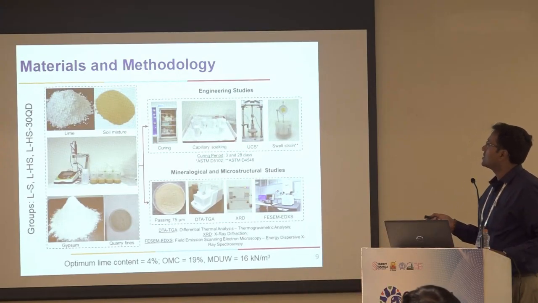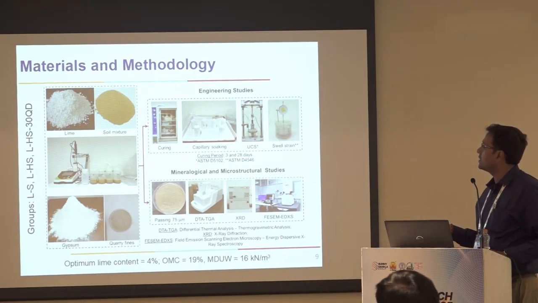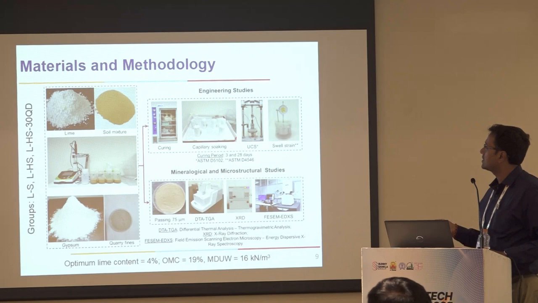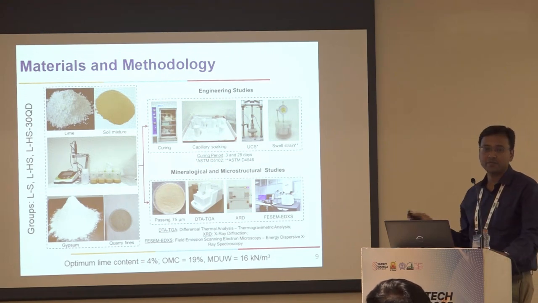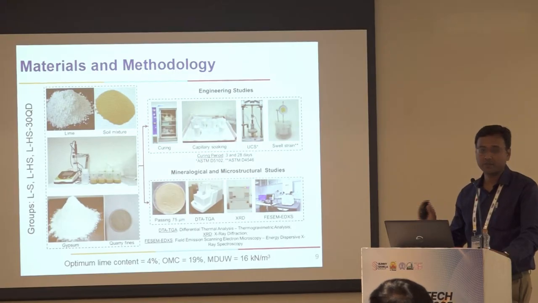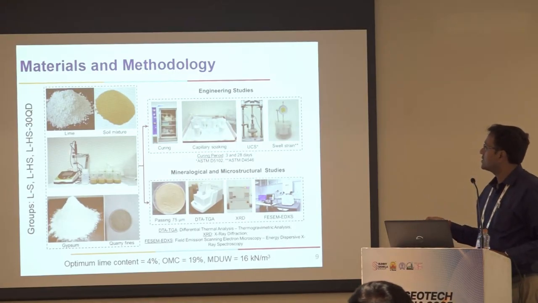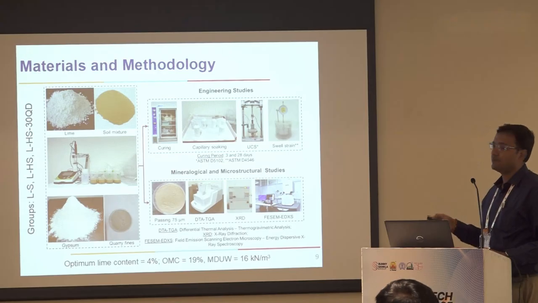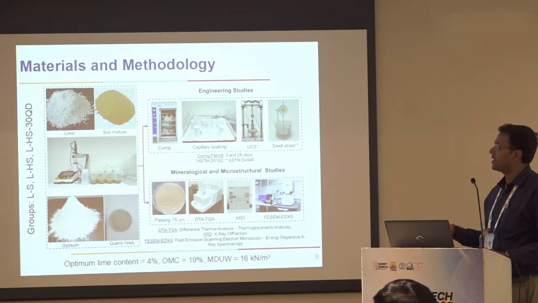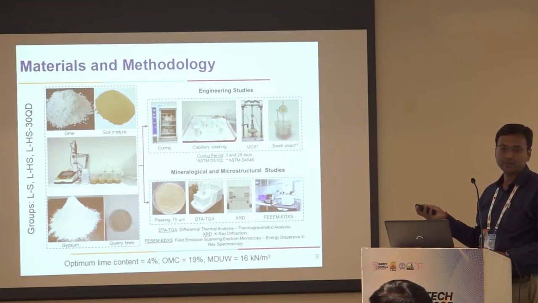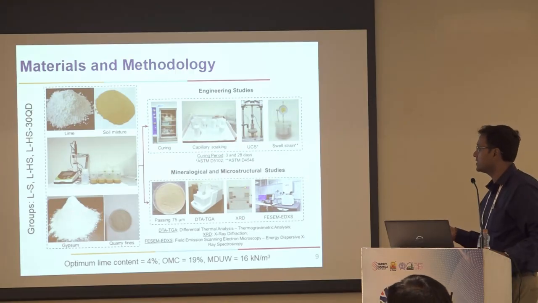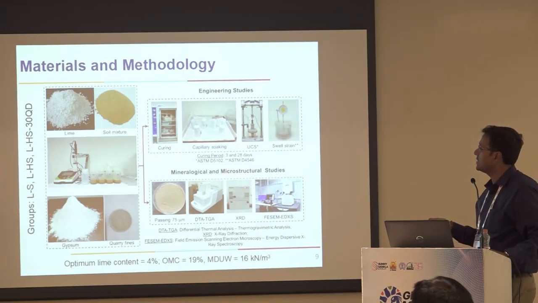For this soil mixture, we are using lime as the stabilizer. We found the optimum lime content using the Eades-Grim pH test. The first group we are considering is the LS, which is simply the lime-treated soil, no sulfate, nothing. The next group is the LHS, which is the lime-treated high-sulfate soil. To this soil mixture, we are artificially adding gypsum and spiking the sulfate content to 20,000 ppm, which is a pretty high sulfate range. That is the second group, the LHS.